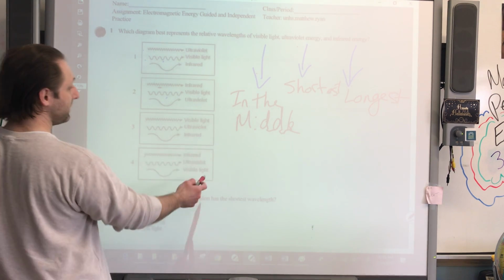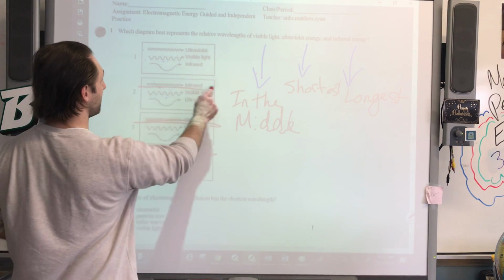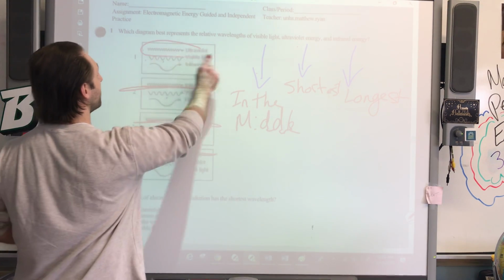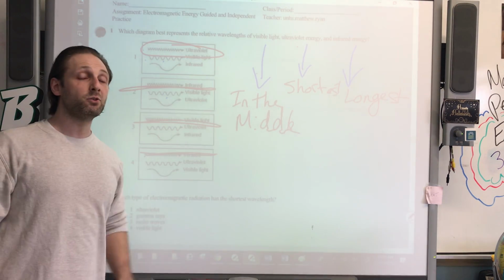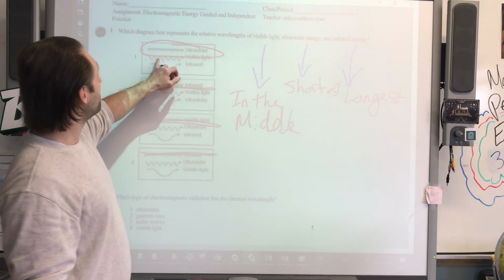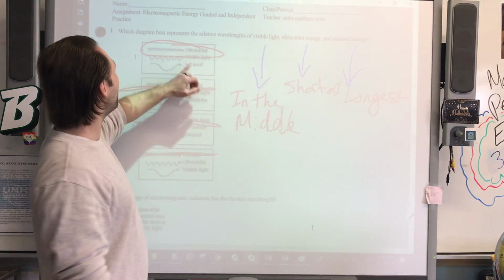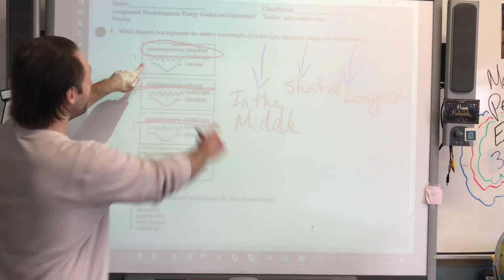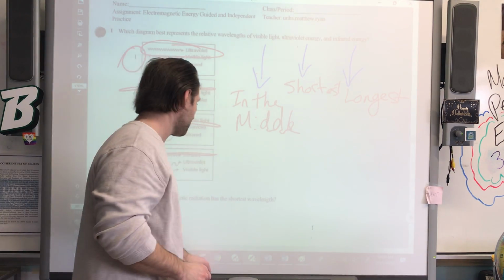So ultraviolet, not there. Ultraviolet, not there. Not here. Here we go. Just to make sure that we aren't jumping to conclusions too quickly and we want to check our answer before we move on. Visible light, yep, that looks like it's kind of in the middle here. And then infrared is the longest wavelength with the biggest gap. So yes, it is indeed choice 1 in this case.